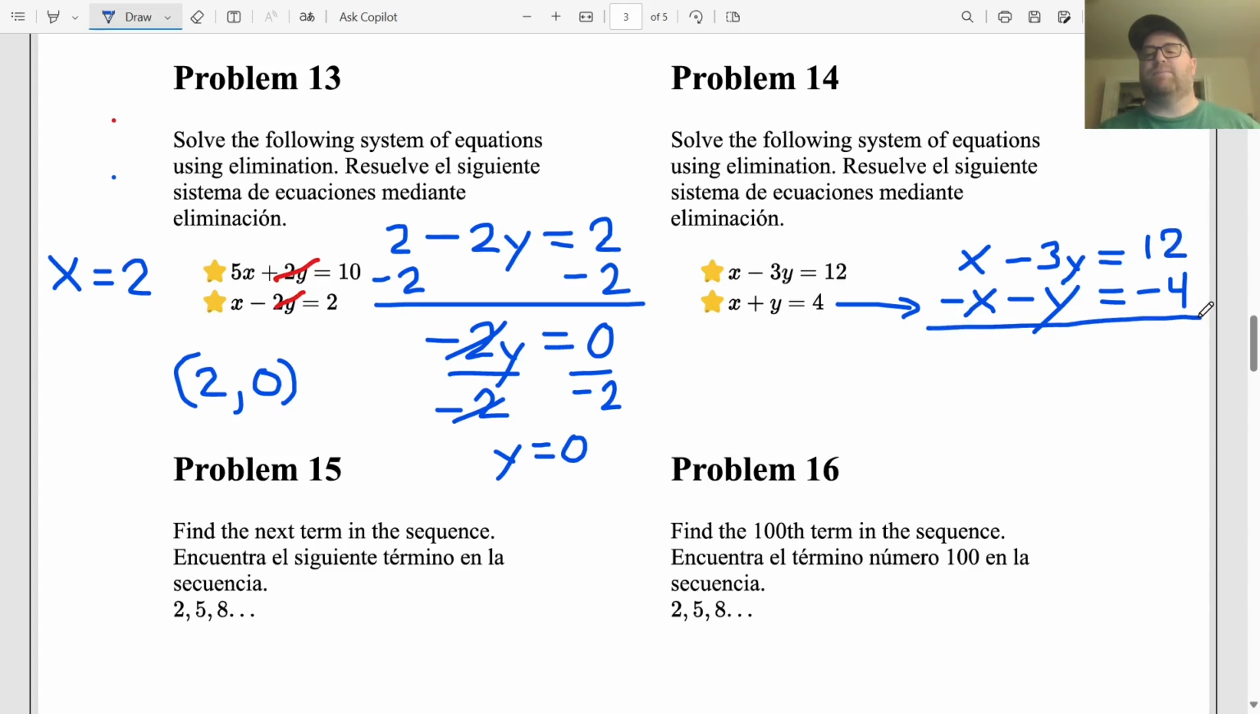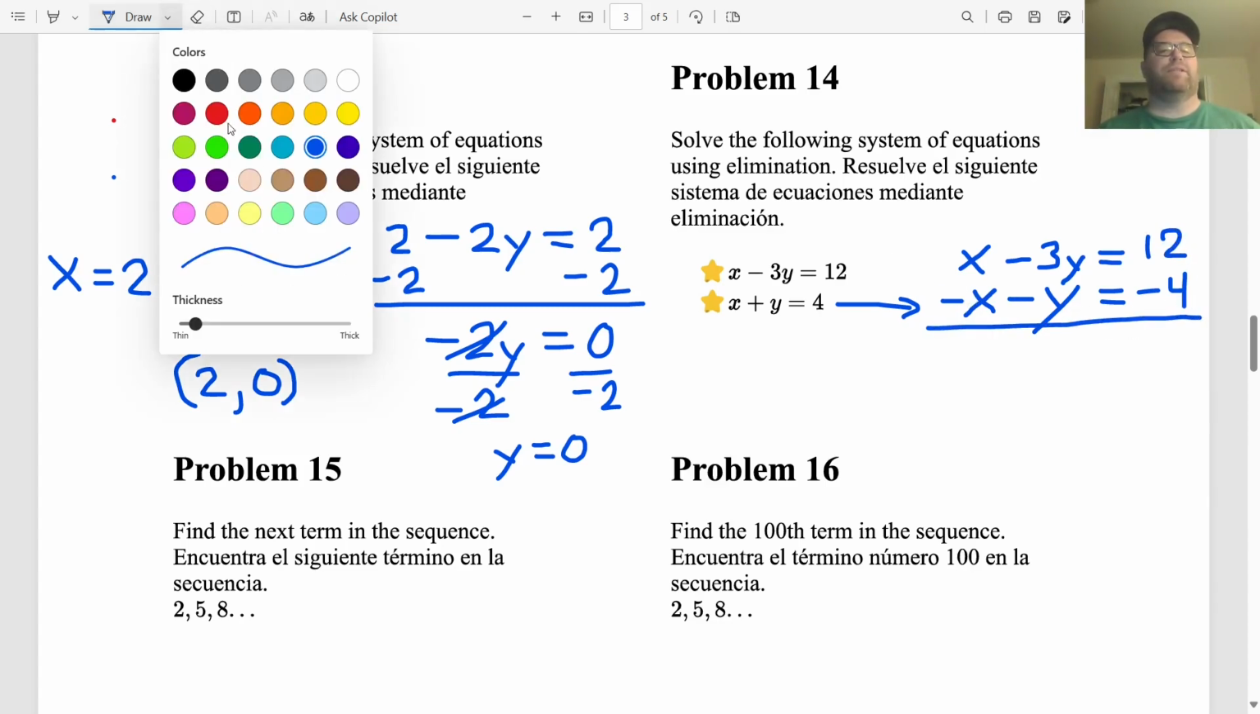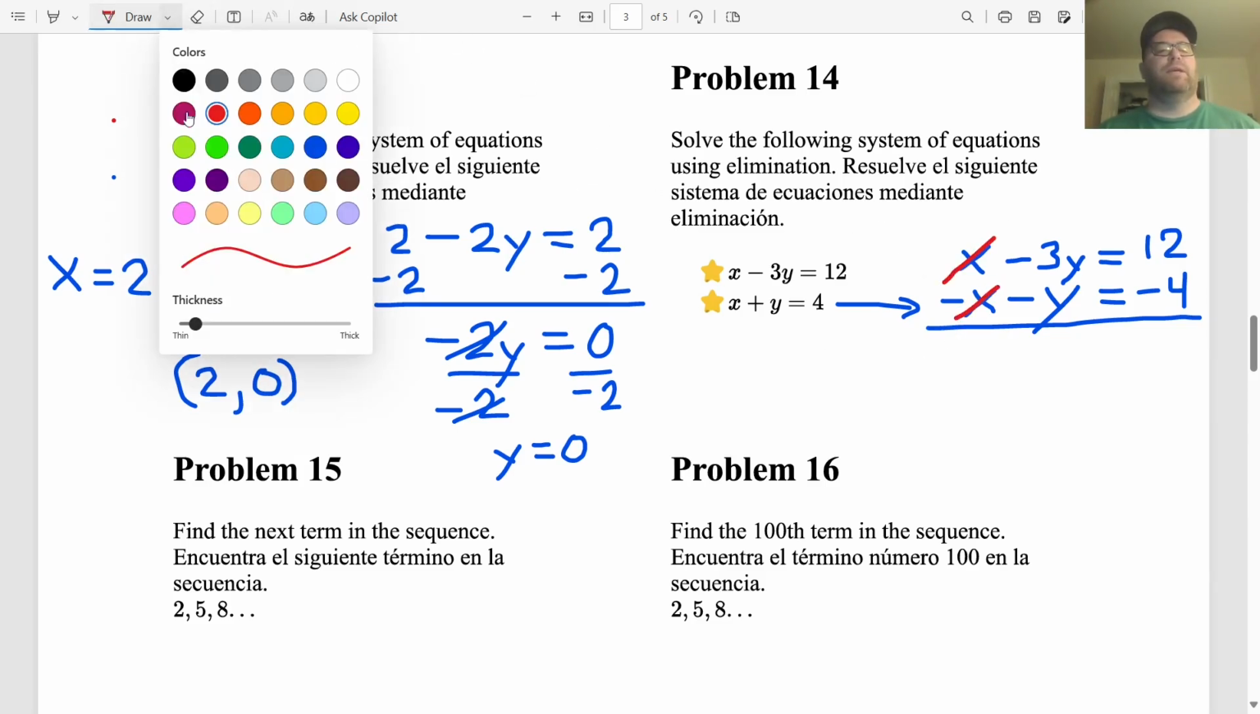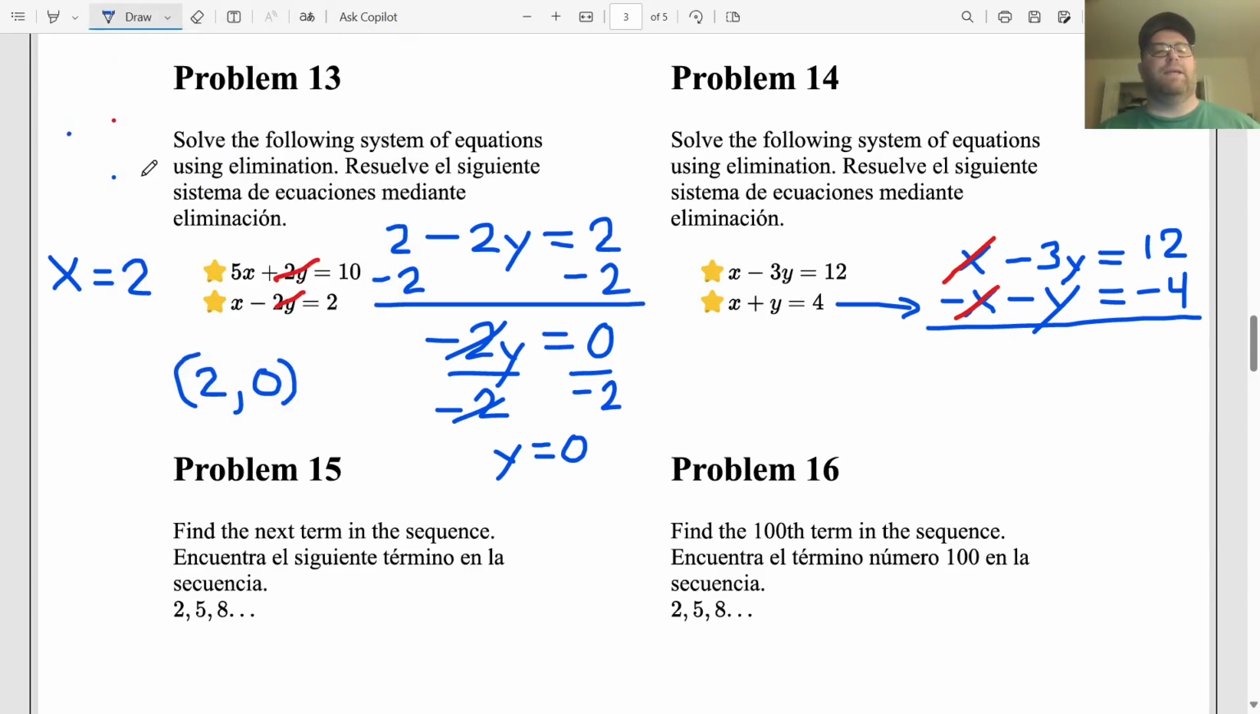Okay, so x minus x, well, that's going to be 0. So the x's, they cancel each other out. And then we have negative 3y minus another y, that's negative 4y. That's going to equal 12 minus 4, which is 8. To solve for y, we'll divide both sides by negative 4. The negative 4's will cancel here, and we'll get y equals negative 2.